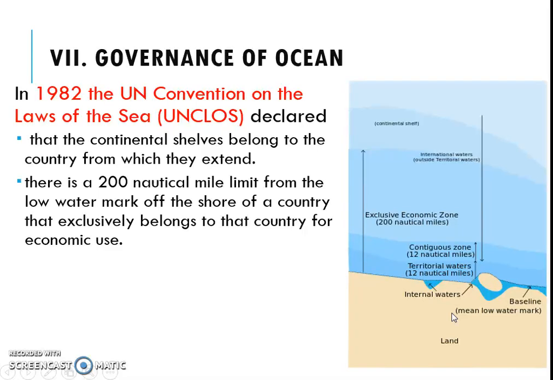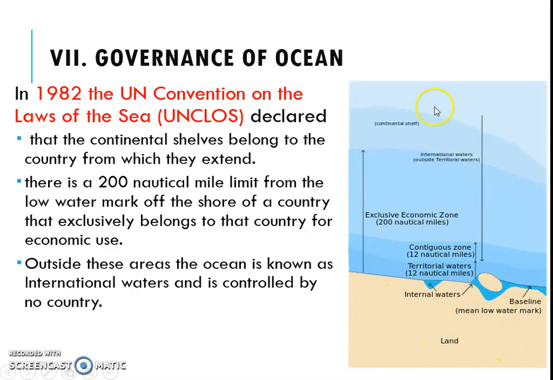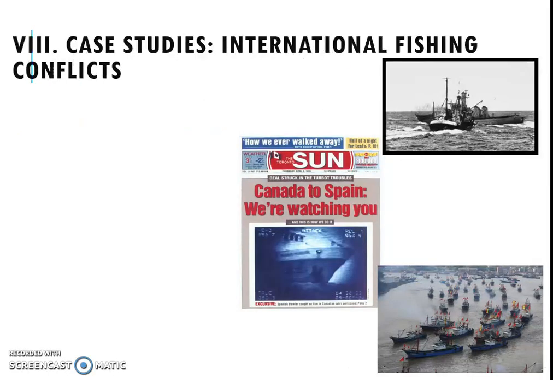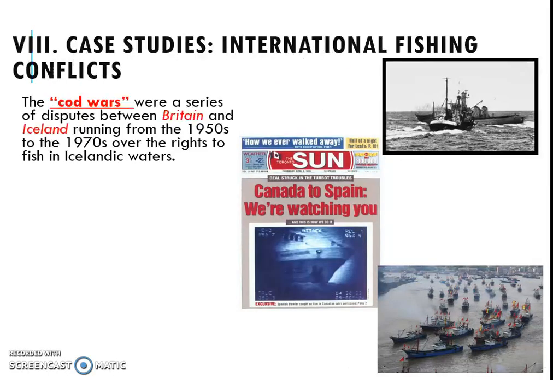So they decided that 200 nautical miles out from the land would be owned by the country that the land is. And the area past that is considered not owned by any country and is considered international waters. Well, because that's not always super clear, before that and even since, there have been a lot of international conflicts.